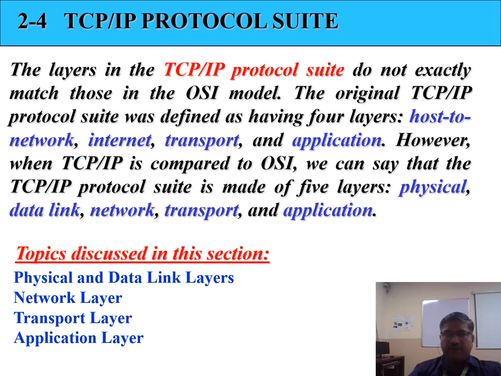Next, the TCP/IP protocol suite. Actually, the layers in the TCP/IP protocol suite do not exactly match those in the previously seen OSI model. The original TCP/IP protocol suite was defined as having 4 layers: host-to-host network, internet, transport and application. However, when TCP/IP is compared to OSI, we can say that the TCP/IP protocol suite is made of 5 layers, that is physical, data link, network, transport and application layer.